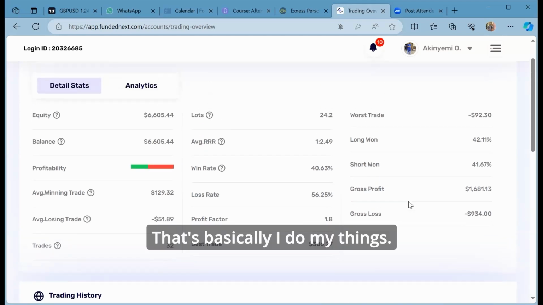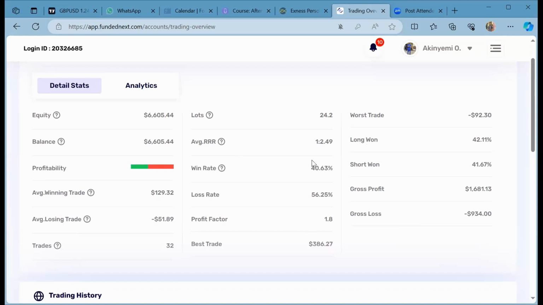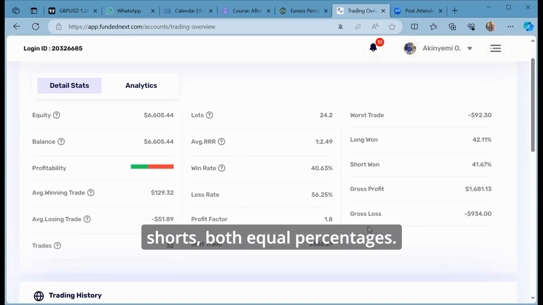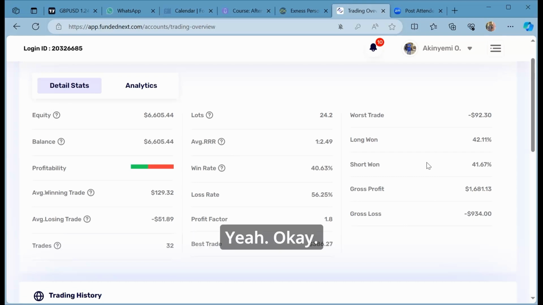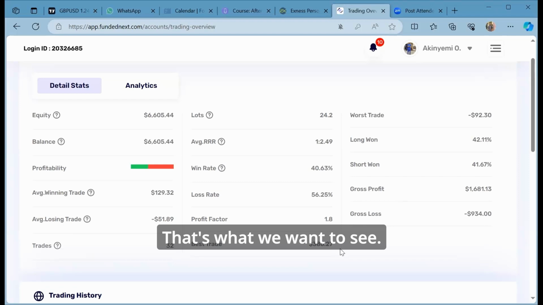That's basically how I do my thing. Pretty average longs and shorts, both equal percentages. Worst trade, you only lost $92. Excellent, so nice low loss. Best trade 386. That's what we want to see. So yeah, keeping your risk under control.